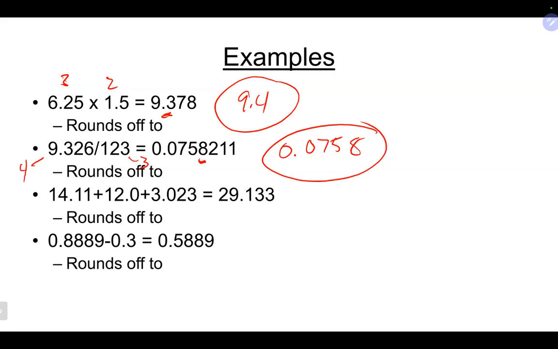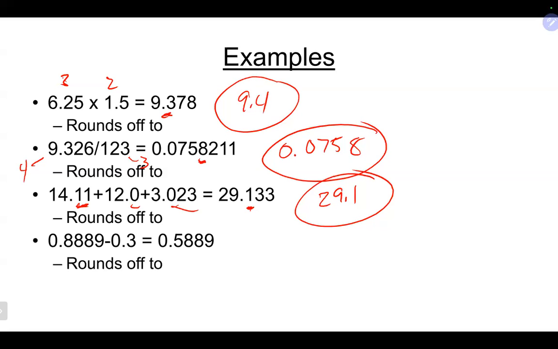Coming to our next one, we're doing a little addition. So once again, here we're going to look at decimal places. That is 2 decimal places. That's 1. That's 3. That means the least number of decimal places is 1. So that should take us to 29.1 in this particular case.